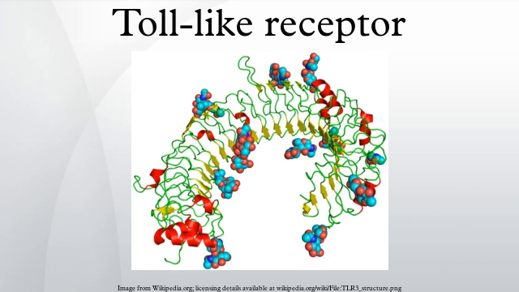TLR11, as mentioned above: human cells do not express TLR11, but mice do. It has been characterized that mouse-specific TLR11 recognizes uropathogenic E. coli and the apicomplexan parasite Toxoplasma gondii.